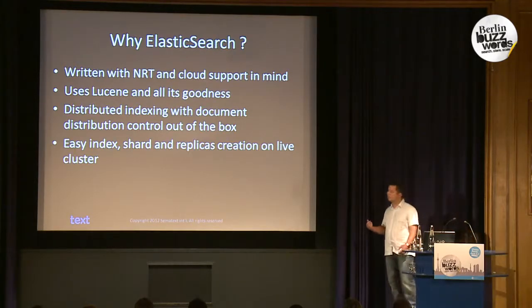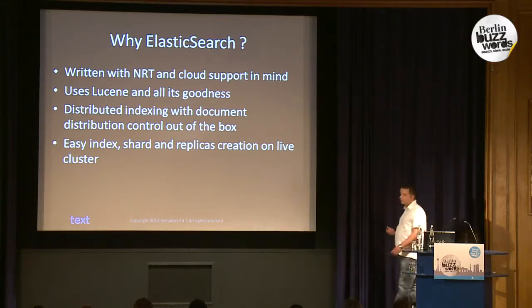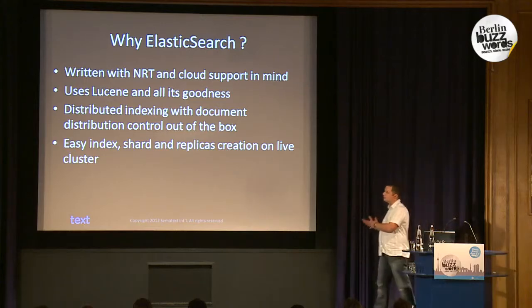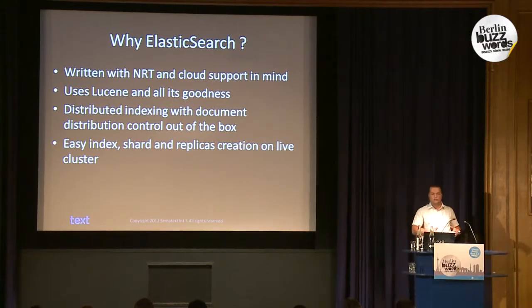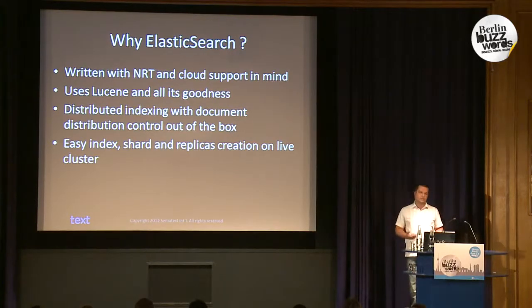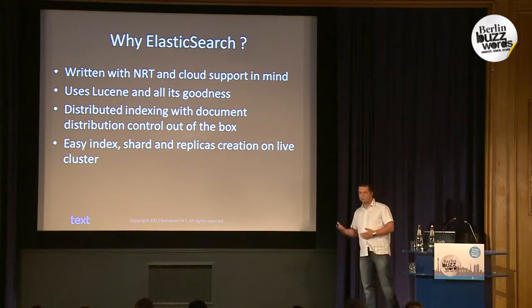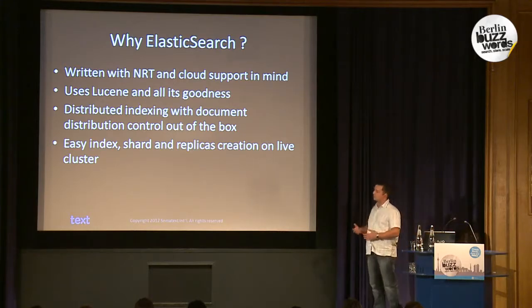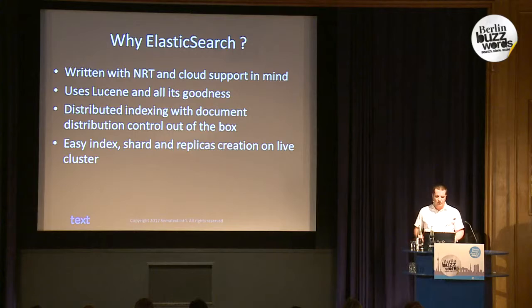First of all, why did we choose Elasticsearch? It's written with near real-time search and cloud support in mind. It uses Lucene under the hood and all its goodness, so we can use all the analysis of Lucene and stuff like that. It provides distributed indexing with document control out of the box, and it's easy to create indices, shards, and replicas on a live cluster.